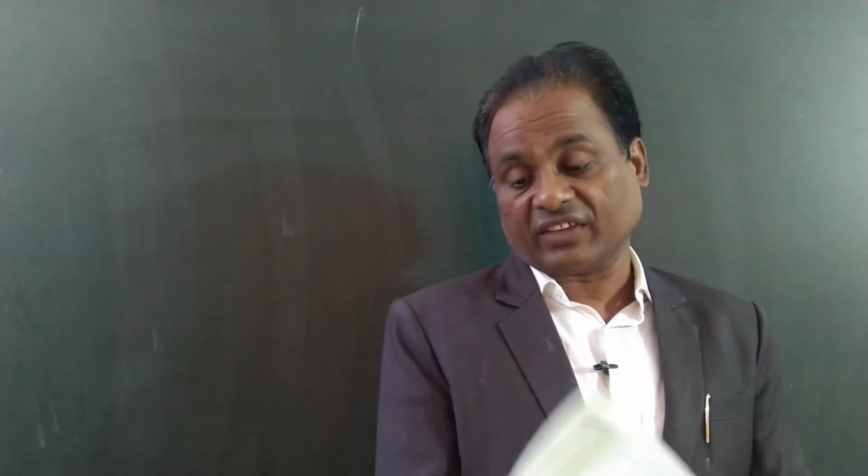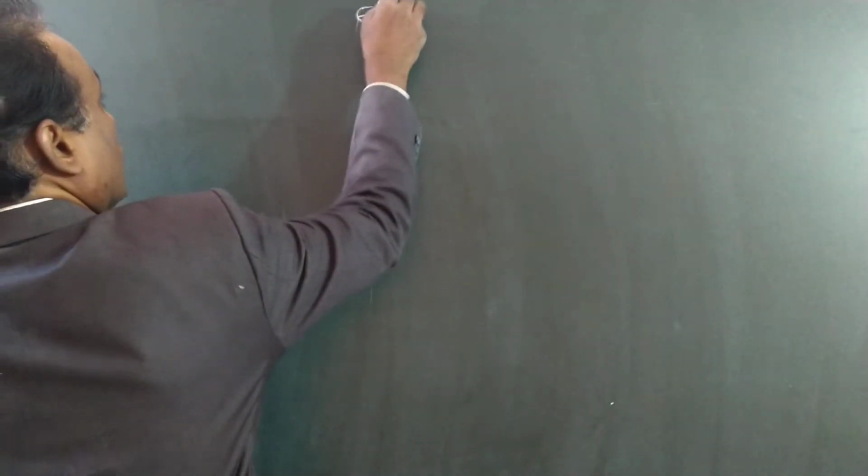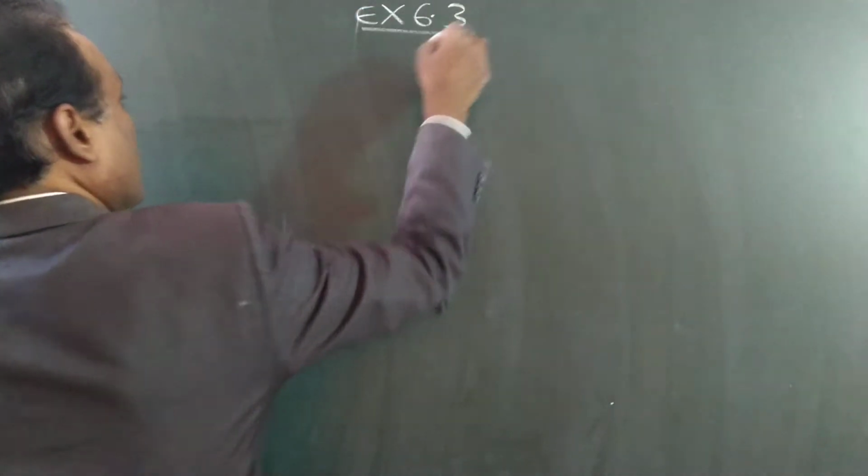So we are in linear equations in two variables, out of five exercises. Of course, one exercise is not there, 6.4, and in 6.3 also only up to 6. So almost all we are at the end of the 6.3 exercise. All of you open your textbooks.